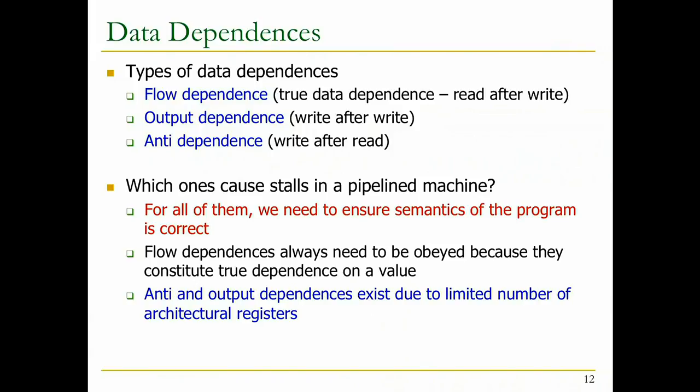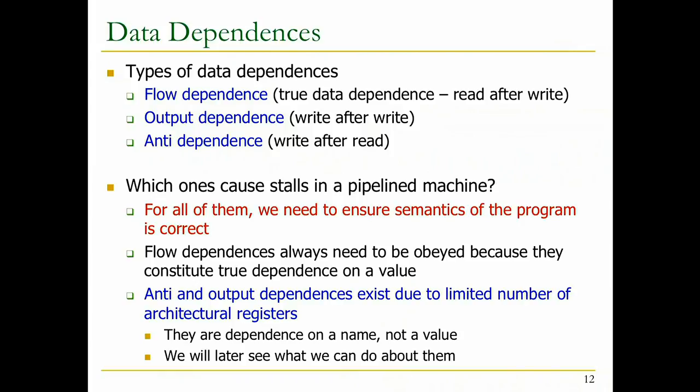Because a data flow machine doesn't really have a register file, if you will. Everything is really this graph. You have different arcs communicating values between instructions. Okay, keep this in mind. Basically, they're dependent on a name, not a value, whereas with a flow dependence, you really need the value over there.